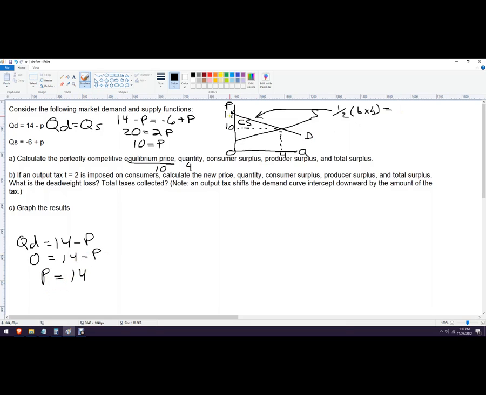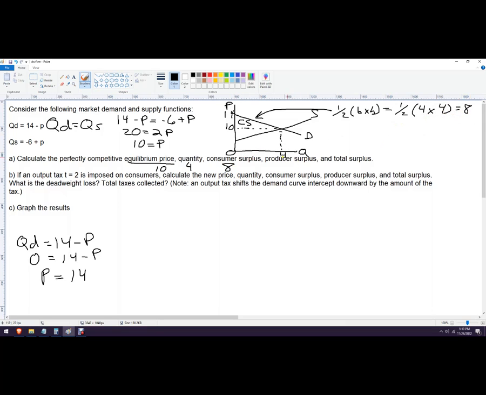So in this case, it's the difference between 14 and 10. So still 1/2. The difference there in that part of the triangle, that's 4, times 0 to 4, which is also 4. So that's 16. So that would be 8. Okay, so the consumer surplus is 8.